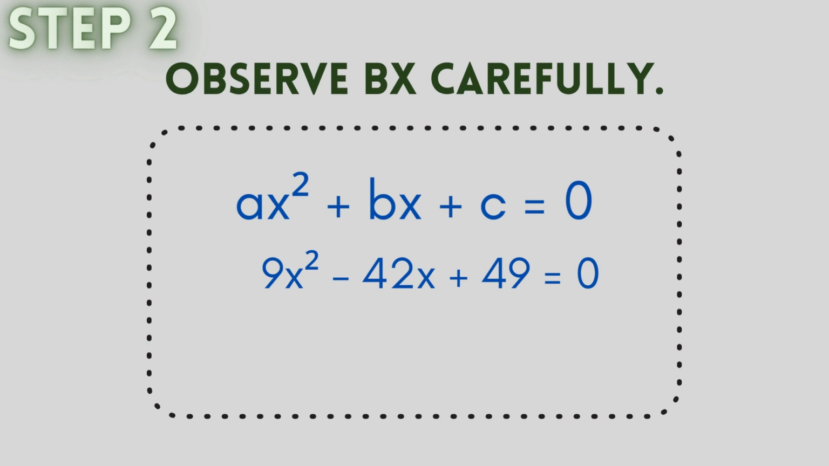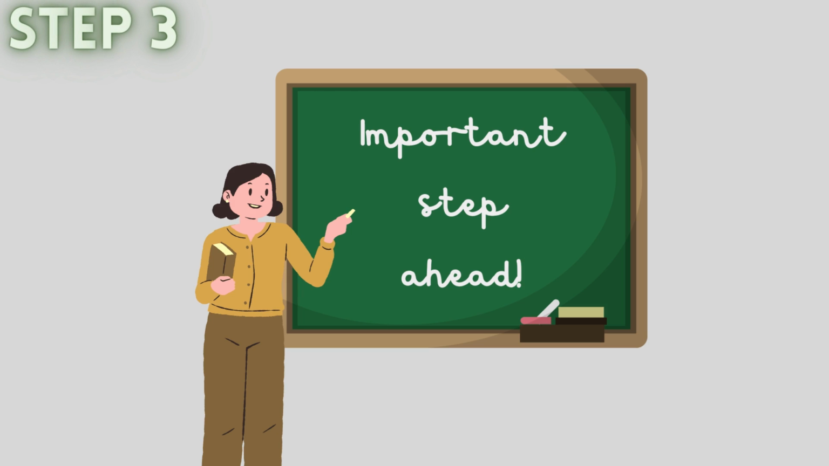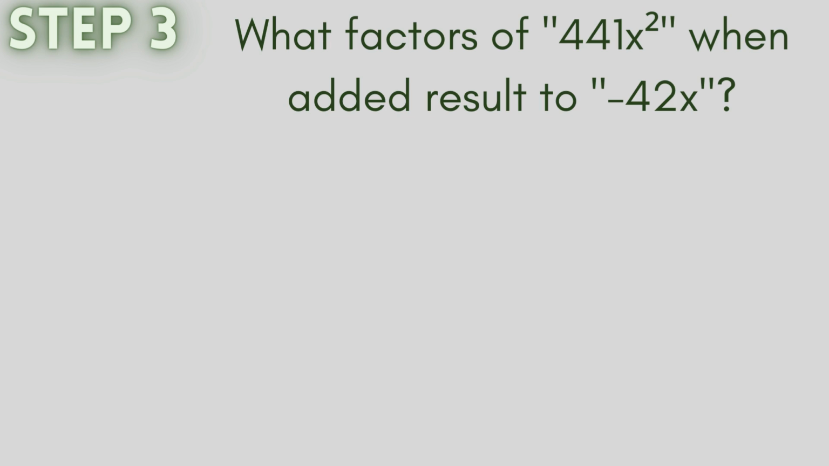Coming to step number 2. Observe and note bx carefully along with its sign. Here, bx is equal to minus 42x, and that's it for step 2. We will now move on to step 3, which is by far the most important step. Step 3 is to figure out what factors of 441x square when added result to minus 42x. We need to see what factors of 441x square, when they are added, must give us minus 42x.